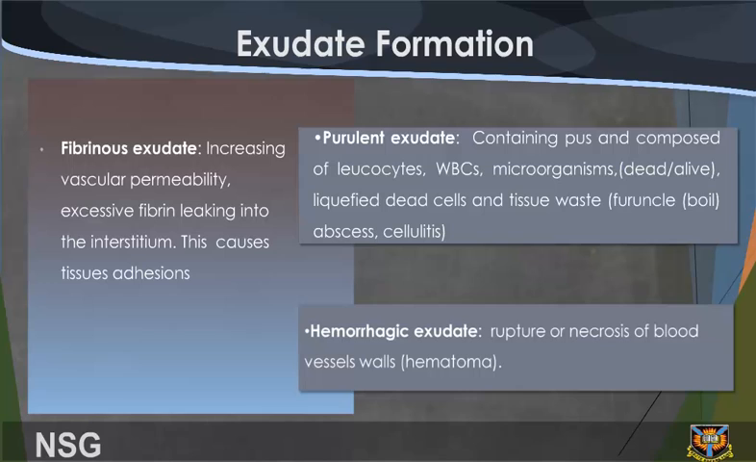Purulent exudate. Containing pus and composed of leukocytes, WBCs, microorganisms, dead or alive, liquefied blood cells and tissue waste, e.g., furuncle, abscess, cellulitis. Hemorrhagic exudate. Rupture or necrosis of blood vessel walls, e.g., hematoma.